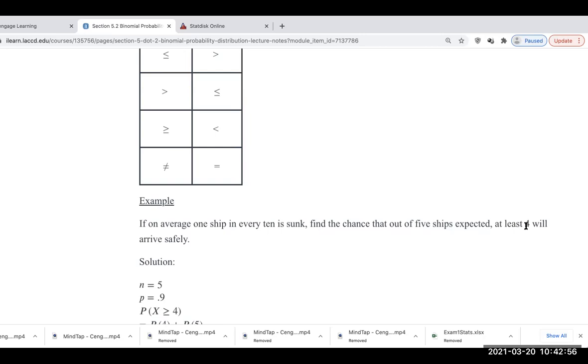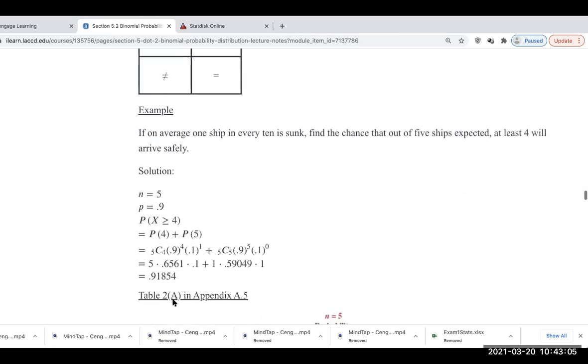In this case, doing it directly is much easier than the complementary event. Greater than or equal to 4 just says I want to find the probability that either 4 or 5 of these arrive safely. And so let's do that. So I have 5 trials and I have 4 successes. So 5C4, probability of success is 0.9, all to the power 4. If I have a 90% chance of success, I have a 10% chance of failure. And 5 minus 4 is 1.